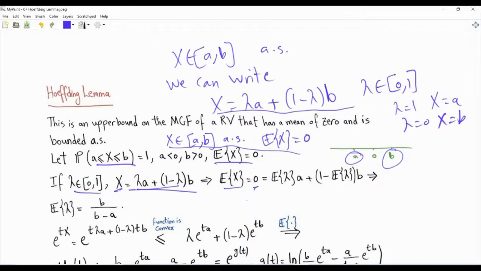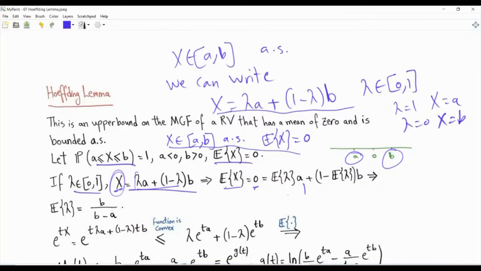They are zero mean. And so the expectation, a and b are just constants. A is negative, b is positive. So the expectation of x equals 0 is the expectation of lambda multiplied by a plus 1 minus the expectation of lambda multiplied by b. So now it is like a change of variables. Rather than working with x, we are working with lambda.